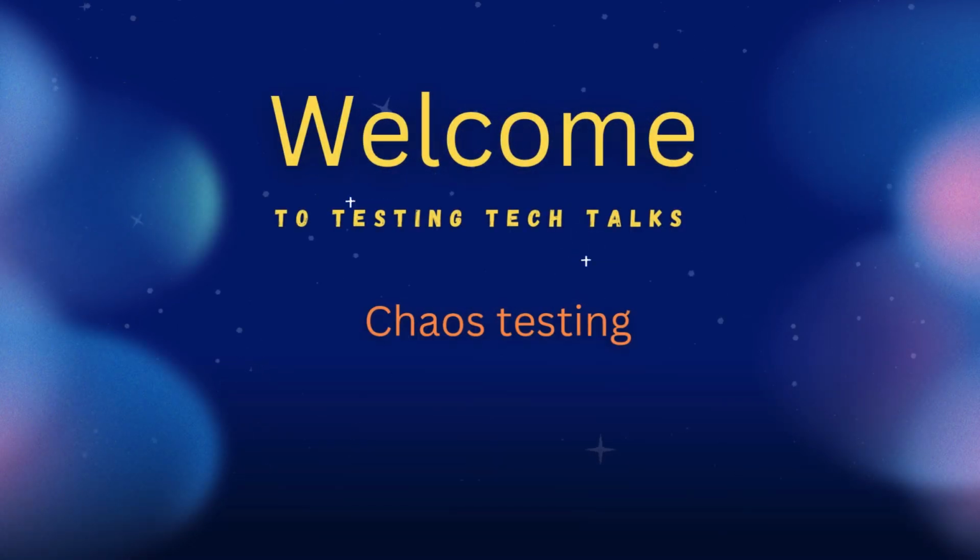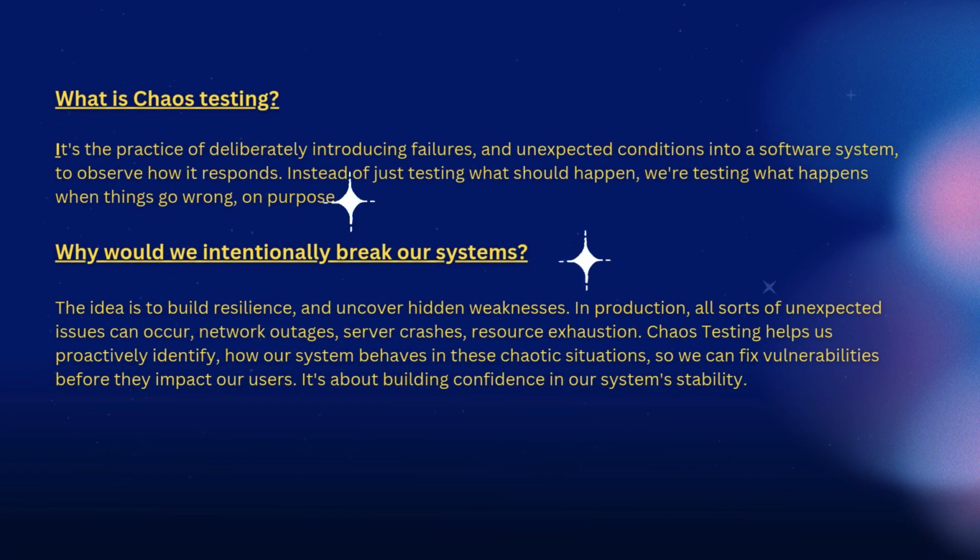Today, we'll be talking about a fascinating and increasingly important area of software testing, and that is chaos testing. So, what exactly is chaos testing? Essentially, it's the practice of deliberately introducing failures and unexpected conditions into a software system to observe how it responds. Instead of just testing what should happen, we're testing what happens when things go wrong on purpose.